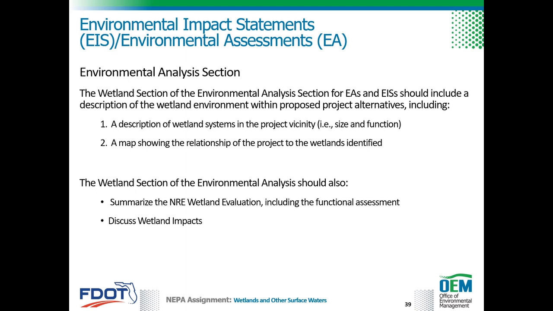Wetland documentation should include a description of wetland systems in the project vicinity, such as the size and function of the wetlands. A map should be included to show the relationship of the project to the wetlands identified. Documentation for EA and EIS projects involving new construction in wetlands must contain an evaluation of potential wetland impacts to the level of detail appropriate for the involvement.